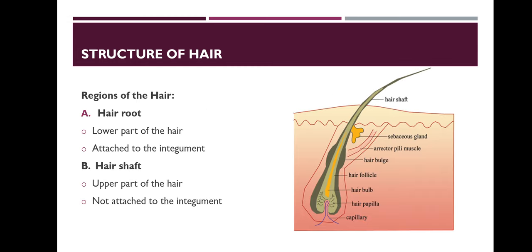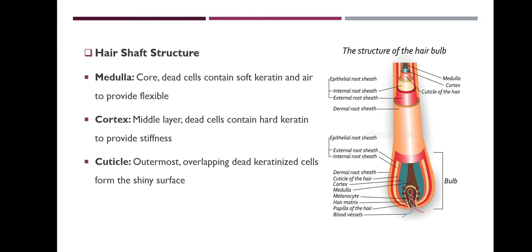Next, the structure of hair: the hair root and hair shaft. The hair root is the lower part of the hair, which is attached to the integument. The hair shaft is the upper part of the hair, and it is not attached to our skin layer. The hair shaft consists of three parts: the medulla, cortex, and cuticle.